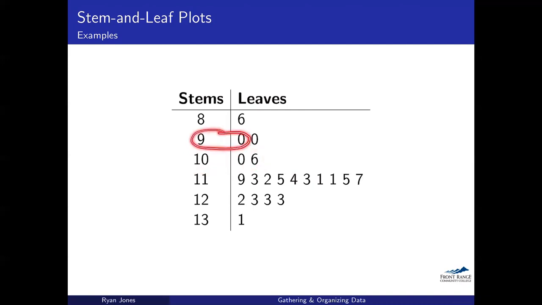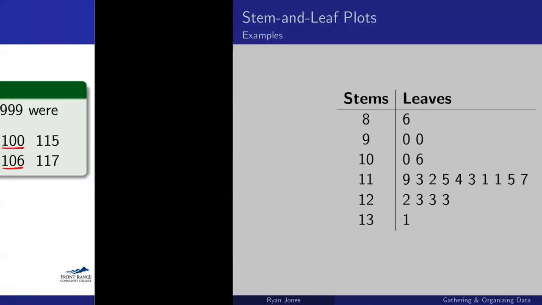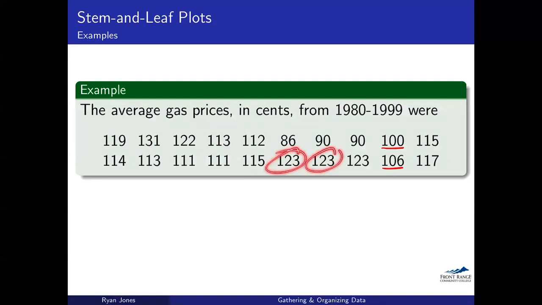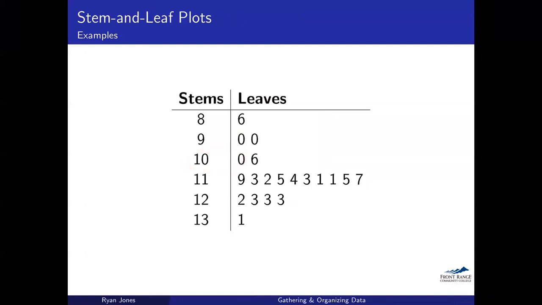Right here, I say, hey, here's a data point that's 90. And then here's a data point that's 90. Here's a data point that's 86. Here's a data point that's 131. Here's a data point that's 122. Here's a data point that's 123 right there. And if you go back here, you'll notice all of those in there. There's a couple of those 123s. There's a 122 right there. And my 100 and 106 right there. So this stem and leaf plot, basically in this case, is just showing us, hey, here are the first digits and here are the last digits.